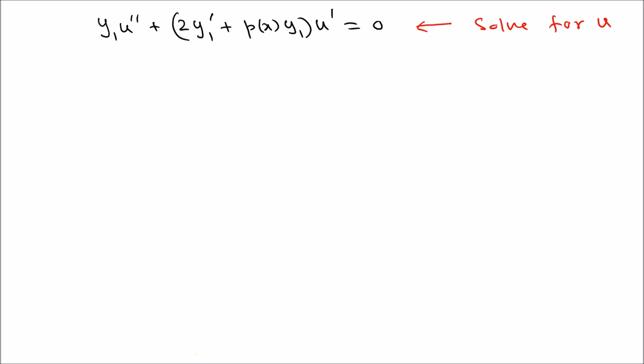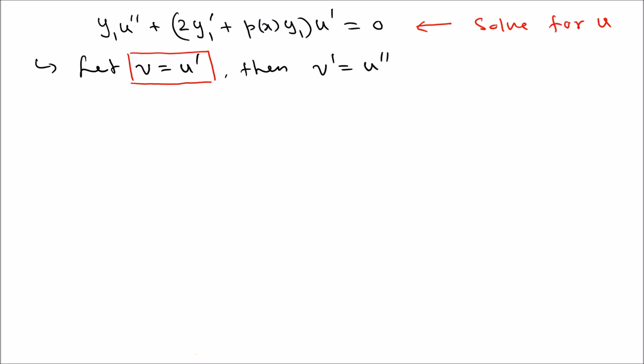But you can see that only u prime and u double prime appear, not u. So we're going to make a reduction of order here. This is the whole point. Let v equal u prime. Since there's no u term here, then v prime equals u double prime. Then we can rewrite the above equation as y1 v prime plus 2 y1 prime plus px y1 times v equals 0.